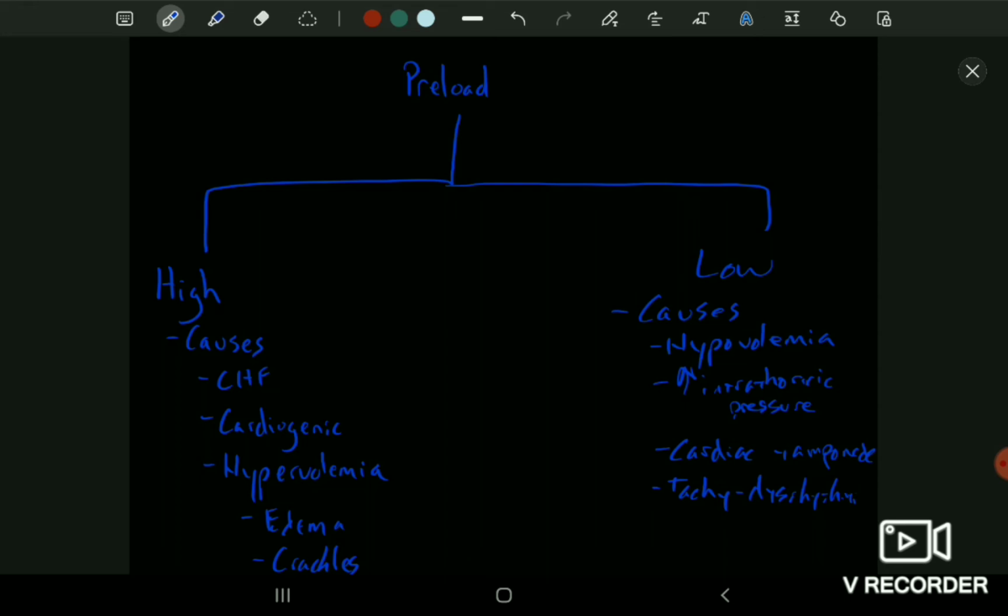Tachydysrhythmias. So again, kind of opposite the bradydysrhythmias. If the heart's beating too slow, you have a buildup of fluid. If your heart's beating too fast, you don't have enough time for that fluid to build up. It takes a certain amount of time to get enough fluid into the heart to then eject it into the rest of the body so that it can do its job.